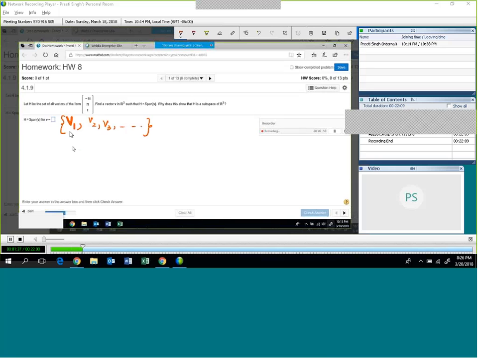Now, if we have more vectors, let's say v1, v2, v3, up to vk, then the span of any given set of vectors is nothing but the linear combination of those vectors, all possible linear combinations. So for example, you are adding vectors, subtracting vectors, multiplying by scalars, and so on.